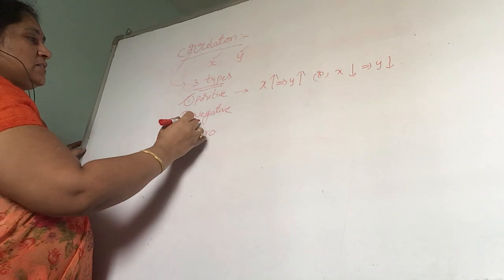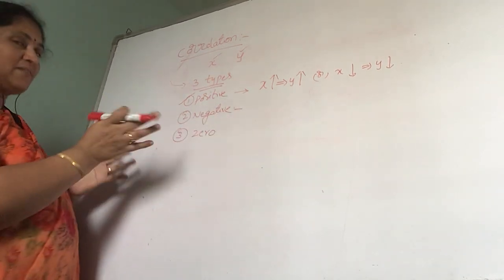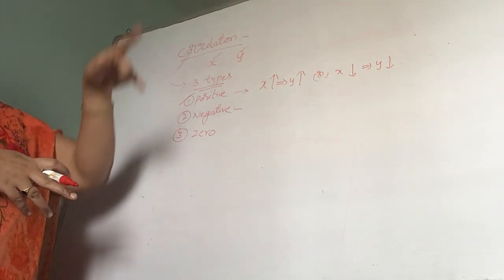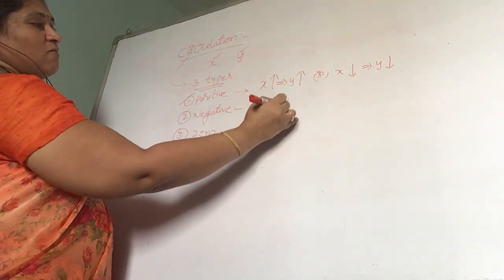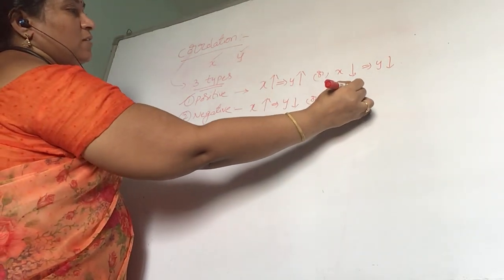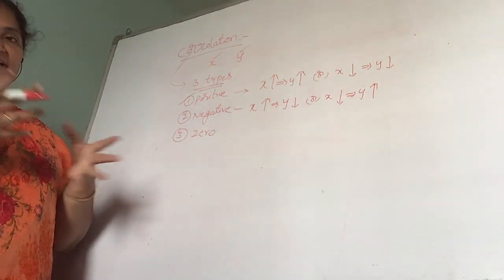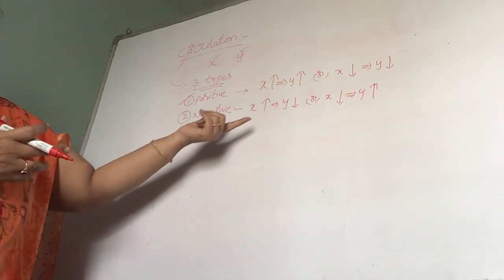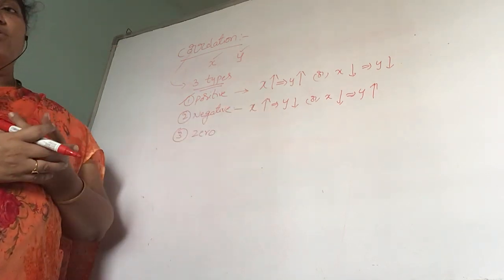Next, the second one is negative correlation. What is negative correlation? Negative correlation means reverse. If x increases, then y decreases, or if x decreases, then y increases. That means the two variables are in opposite directions, that is, they are inversely proportional. Then we say that the two variables are related in negative correlation.